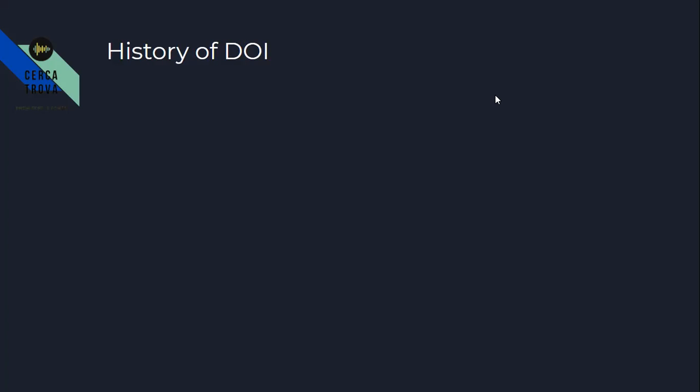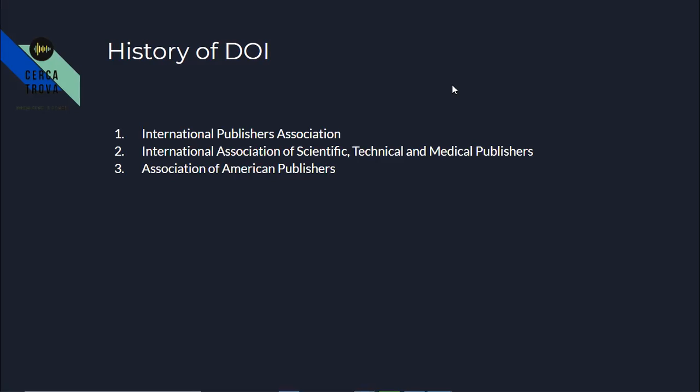The DOI was a joint initiative of three trade associations, launched by the collaboration of the International Publishers Association, the International Association of Scientific, Technical, and Medical Publishers, and the Association of American Publishers back in 1997. In the same year, the International DOI Foundation was created to develop and manage the DOI system. Now, why was there a need for this? Back in 1997, most of the content was being digitized, and there was a dire need for a system that would systematically identify content over digital networks. So this system was developed.